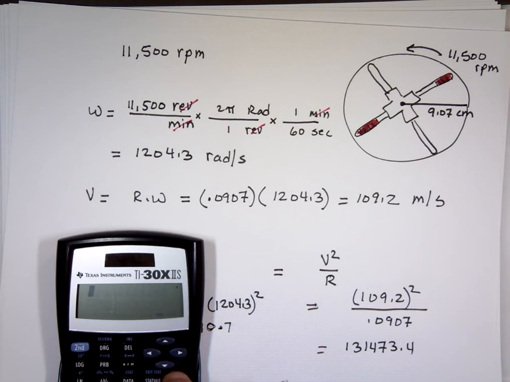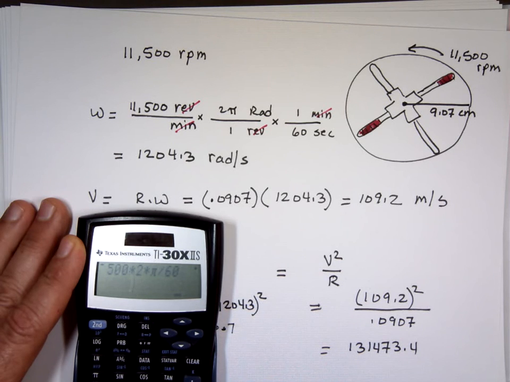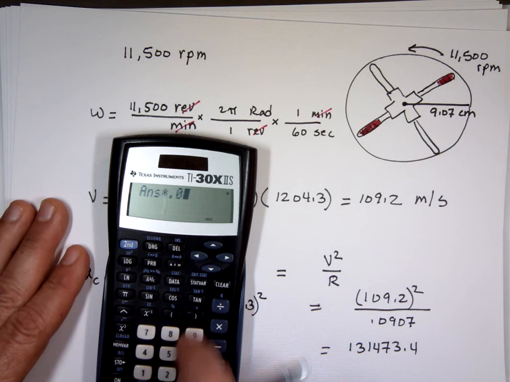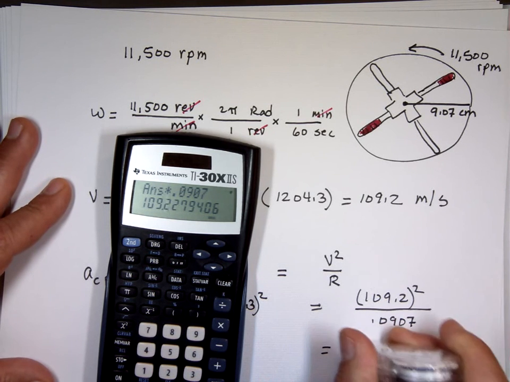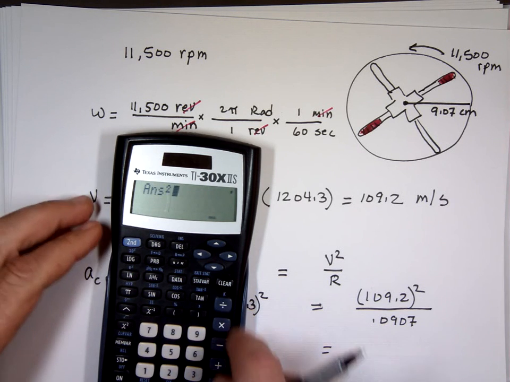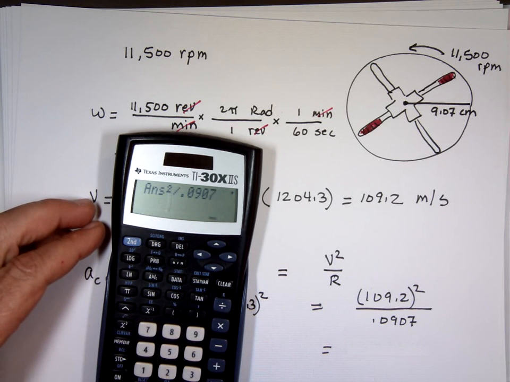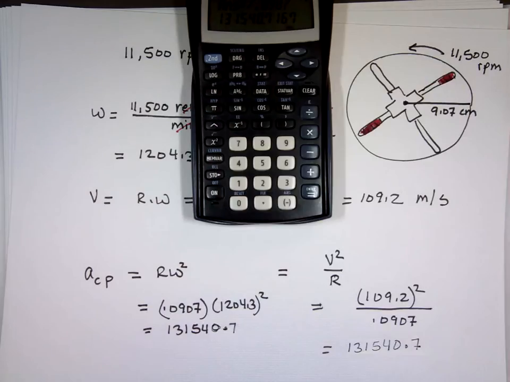Now let's use that one. Let me find V again. Carry all the digits, times 0.0907. So V is 109.22. Here's V. Let me square it now, and divide it by 0.0907. The answer is 131,540.7. Is that the same answer? Look at that. Doesn't matter which one I use. If I carry all the digits, no rounding, my answer is exactly the same.